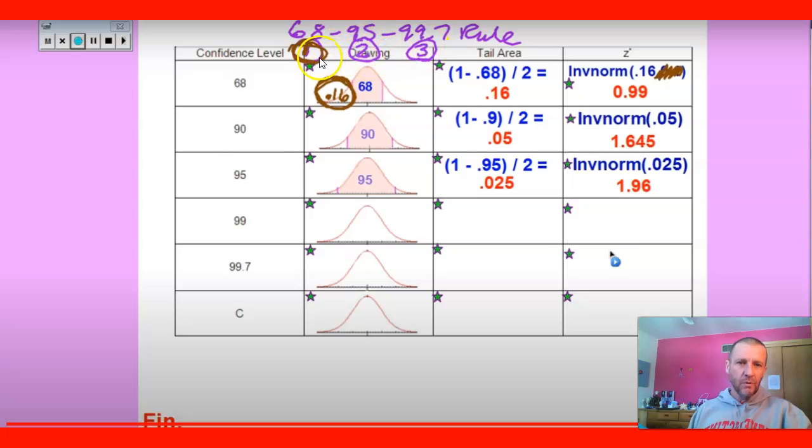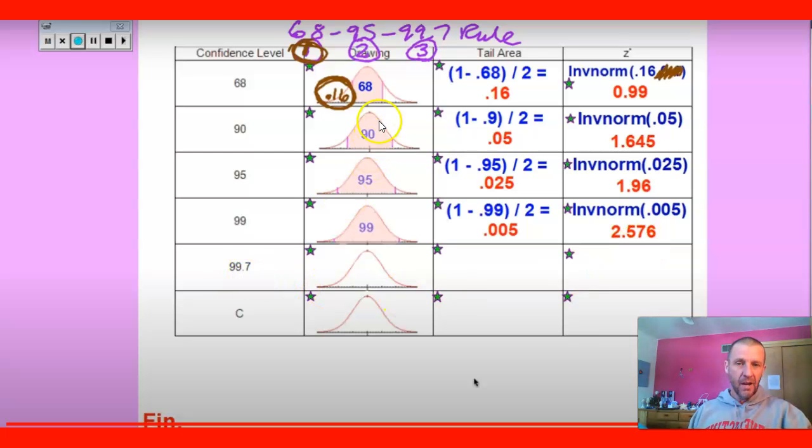Really, it's not 68, 95, 99.7. Okay, it's not 1, 2, and 3. It's 0.99, 1.96, and something. 1.96 is the critical value, Z star, for 95%. You want a 99% confidence interval? That's 0.005 in each tail. Inverse norm says this should be more than 2 standard deviations, but not 3: 2.576.